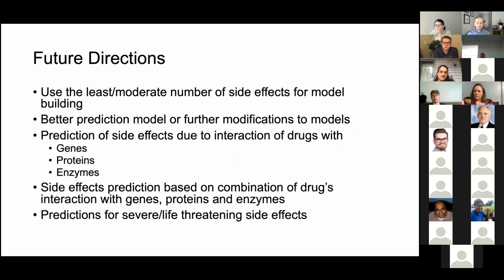What I could do with this data set in the future is look at the least common side effects and build a model to see how it predicts. Or I can look at a better prediction model, like a multi-class or multi-label prediction model, to see if that helps. As I mentioned, side effects are due to the interaction of drugs with other chemical compounds in the human body, like genes, proteins, or enzymes. So that's something else I can add and see how the model predicts.